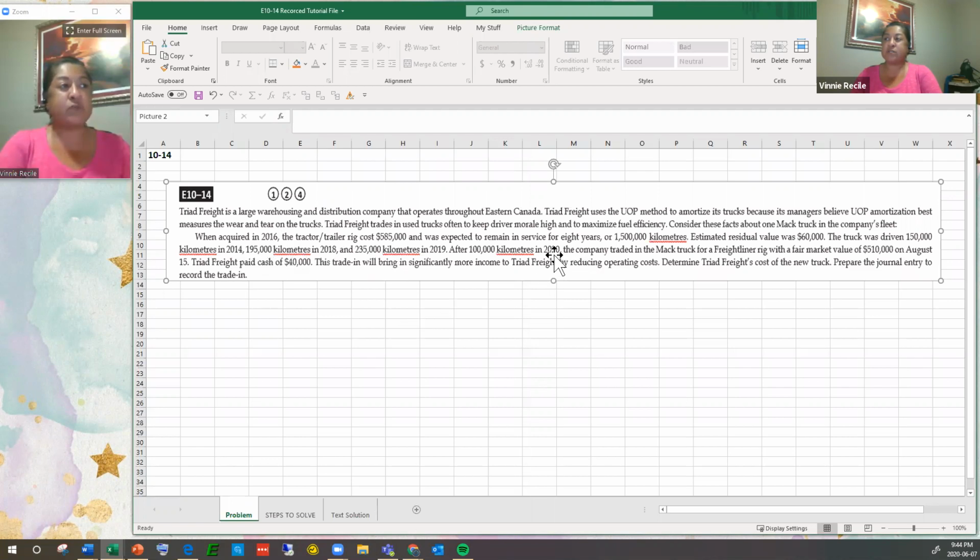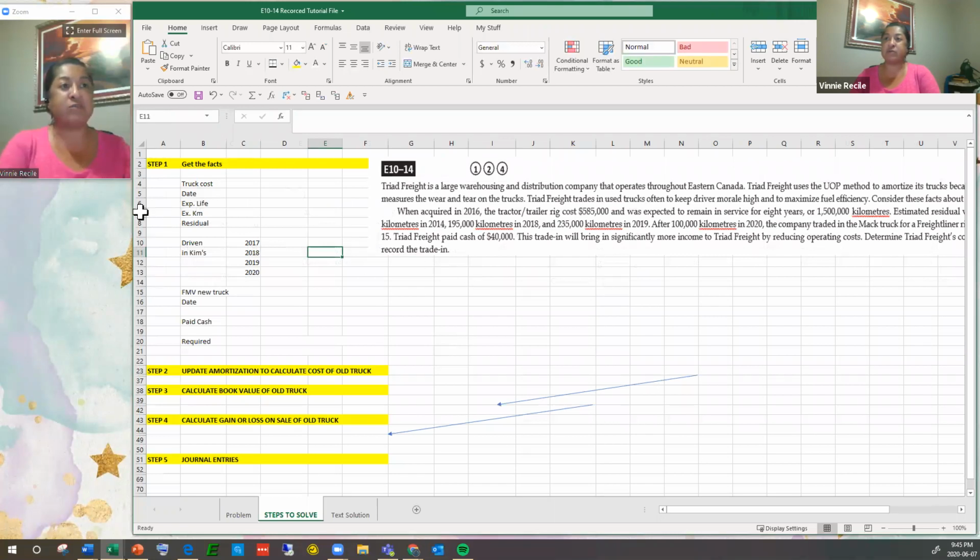forth. 2020 comes, and after driving it 100,000 kilometers, the company's trading in the Mack truck for a Freightliner rig, which is a different type of truck, with a fair market value of $510,000. They did this on August 15th. They paid $40,000 of cash with the trade-in, and they believe this is going to reduce their operating expenses. So what's required? Determine the cost of the new truck, essentially, and prepare the journal entry to record the trade-in. So this is an overview of the problem. Let's get started on the steps to solve the problem.